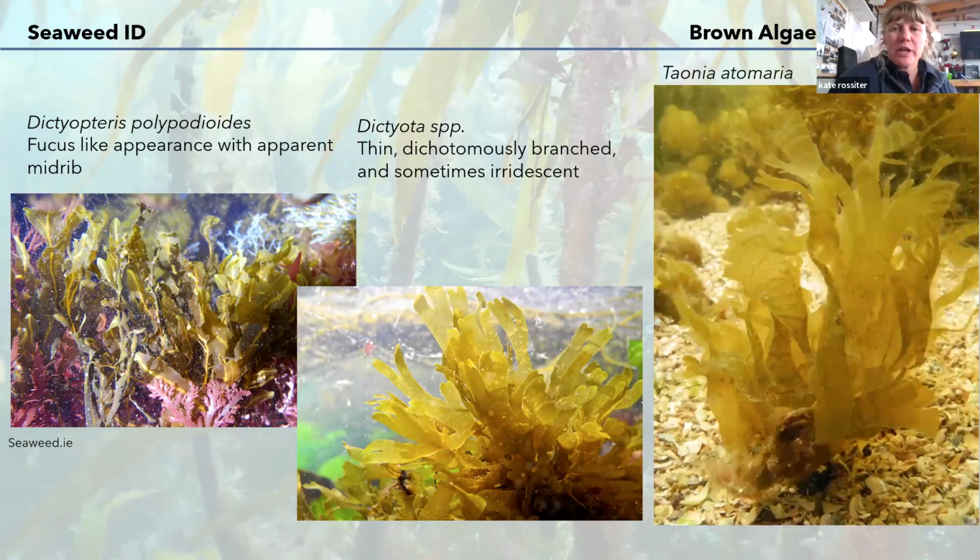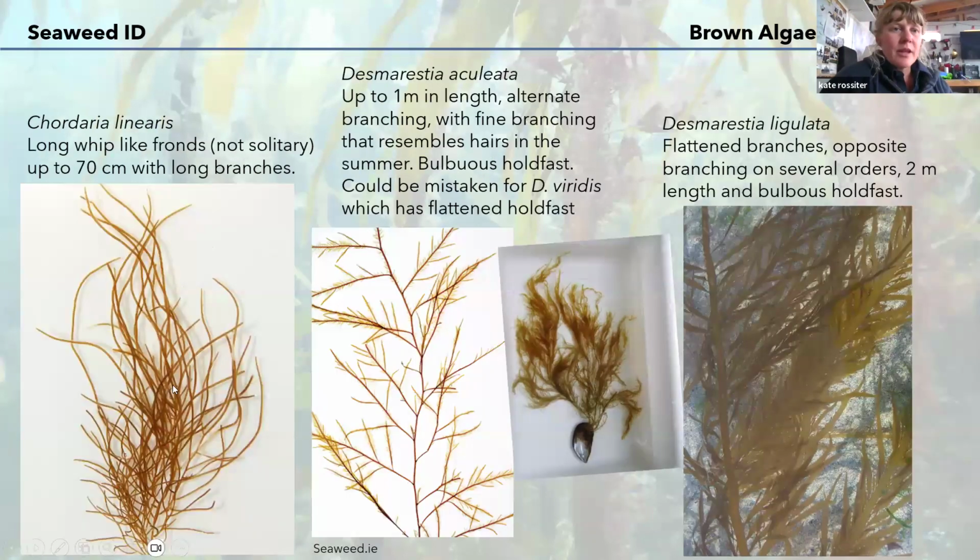And then you have Taonia atomaria. This guy looks a little bit like Dictyota, but it has these hair-like rings as you move up the frond. That's going to be how you identify it. Also looks more frayed and broken up. Other browns are going to be Chorda filum. This is a long whip-like alga. I believe it has a discoid holdfast.